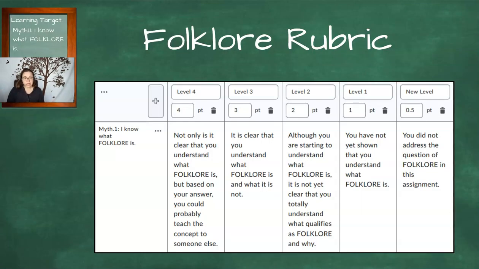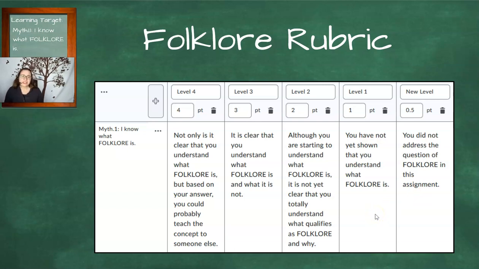So, how it's graded. Whenever you do an assignment that covers that standard, you're going to see a rubric just like this. So the one for folklore, it's broken down. There's no 0 because if it's 0, you just didn't do anything. But if you get a 0.5, basically it's you did not address the question of folklore in this assignment. You turned something in that had nothing to do with folklore.